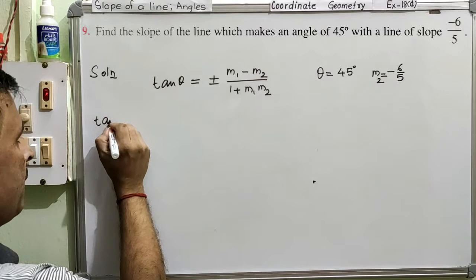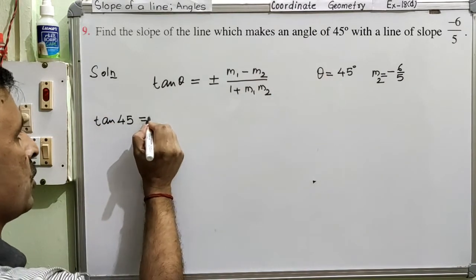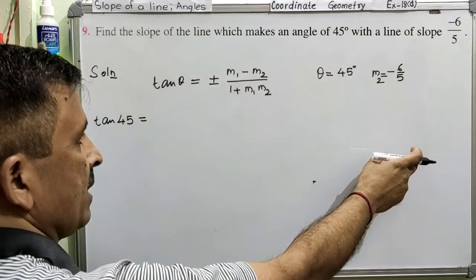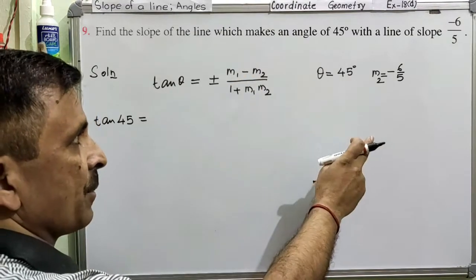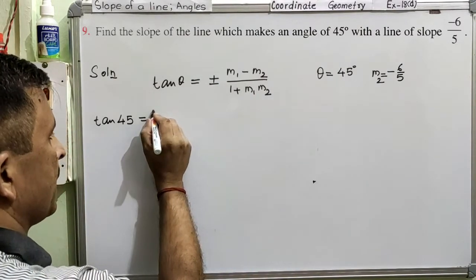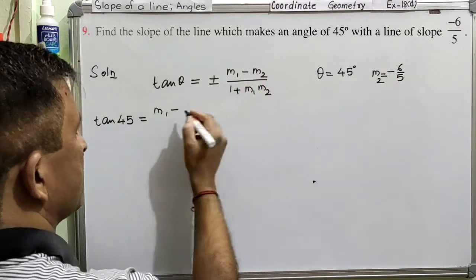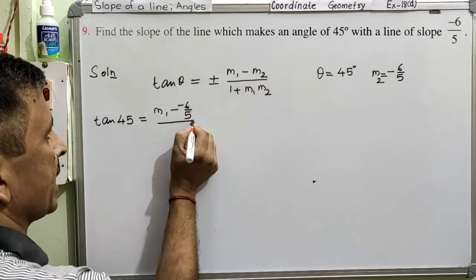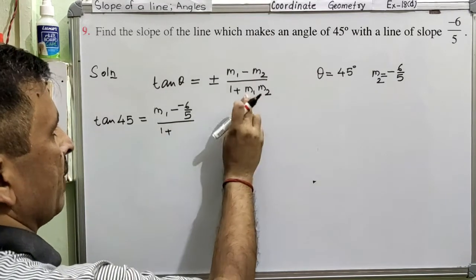Tan theta, 45 degrees, is equal to... one slope we will calculate using the plus sign, and another slope we will calculate using the minus sign. So please be very mindful. Here I am going to take positive. That means m1 minus m2, and m2 is negative 6 over 5, divided by m1 plus, now the product of m1 and m2.